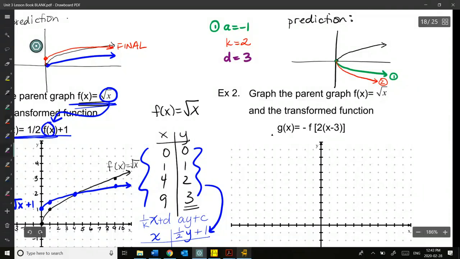Okay, and then d value of 3, what does this do? Lauren? It goes to the right 3 spaces. Okay, so take the red graph, 1, 2, 3 over, and we're going to have maybe something like this. So that will be the third and final graph.